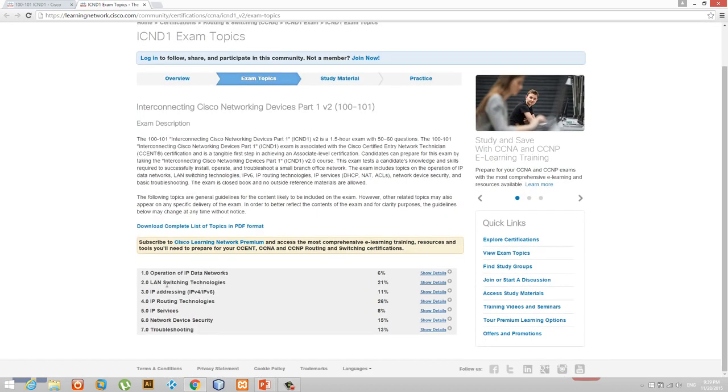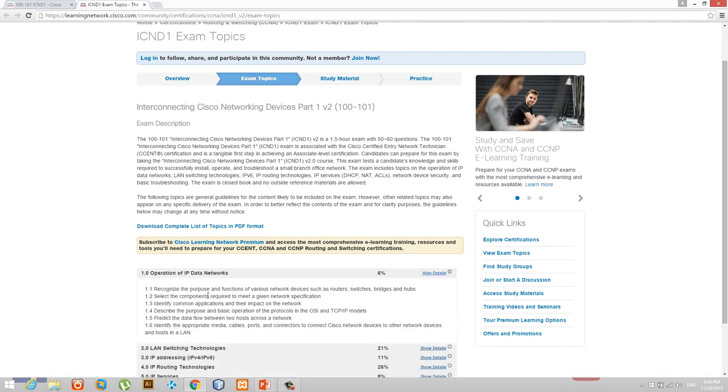The ICND1 topic says operation of IP data networks. If you click on this, it'll give us more information on what they mean. It says recognize the purpose and function of various network devices such as routers, switches, bridges, and hubs. We discussed that. Components required to meet a network specification, we discussed that. Common applications, yes. Describe the purpose and basic operations of the protocols in the OSI and TCP models, yes, we discussed that. Predict data flow between two hosts, we definitely discussed that. Identify appropriate media, cables, ports, and connectors to connect Cisco network devices, we discussed that.